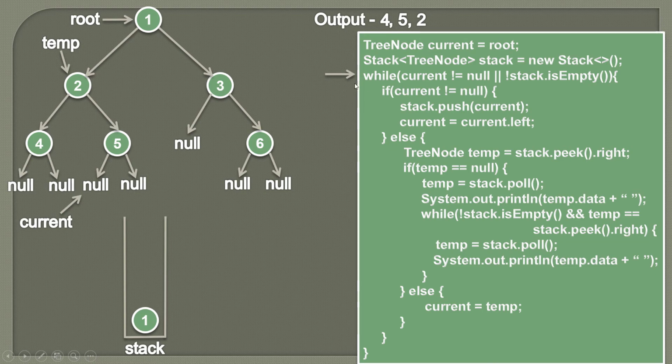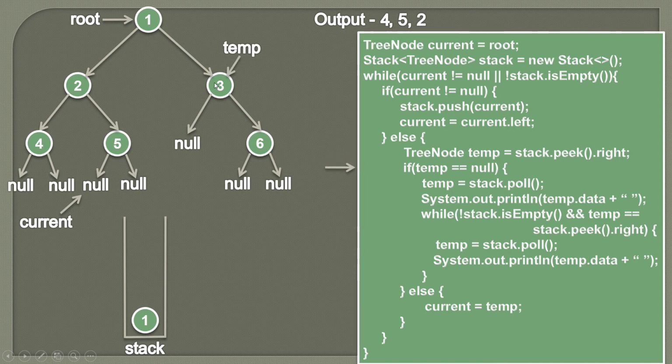So our execution point reaches this while loop, where here you can see current is equal to null, but stack is not empty. So here current is equal to null. So this condition comes out to be false. In the else part, we will assign stack.peek.right value to temp. So stack.peek is 1 and its right is node 3. So temp will now point to node 3.